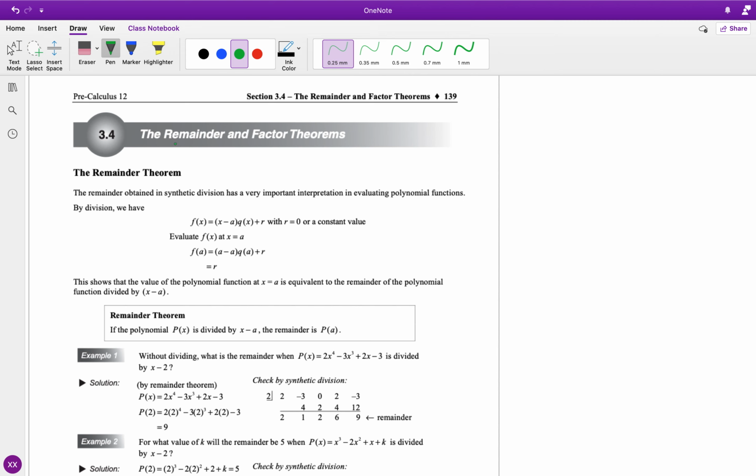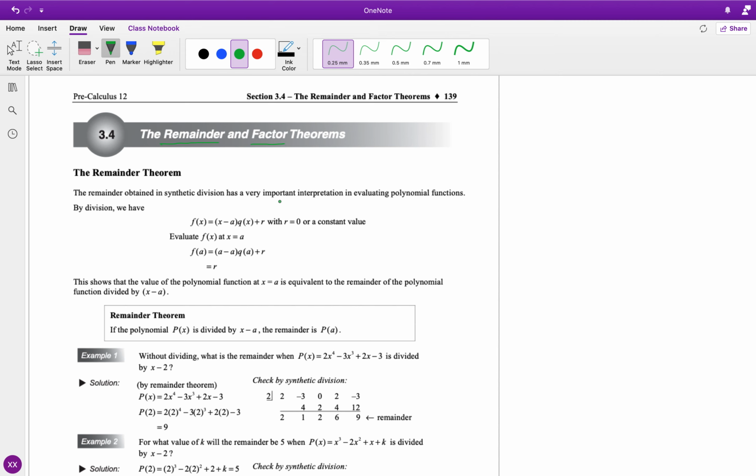And in fact, the remainder and the factor theorems both are the preparation for the third theorem. All three together are basically trying to help us to find the roots. All right, so now let's take a look at what the remainder theorem means.